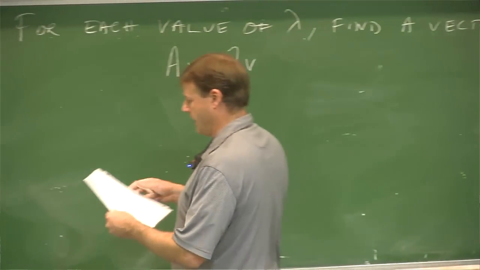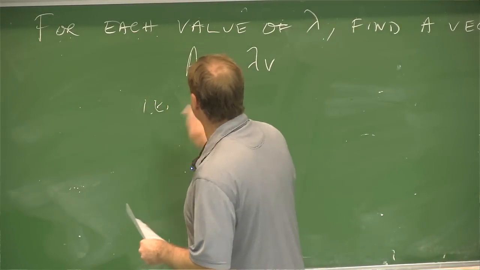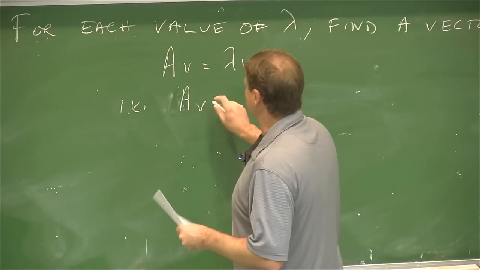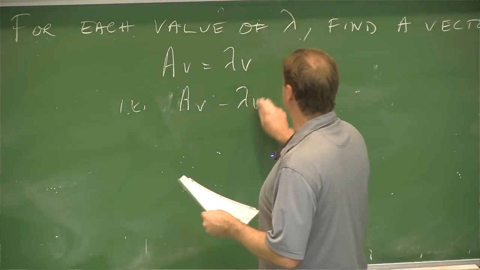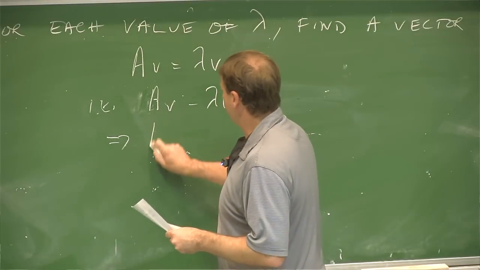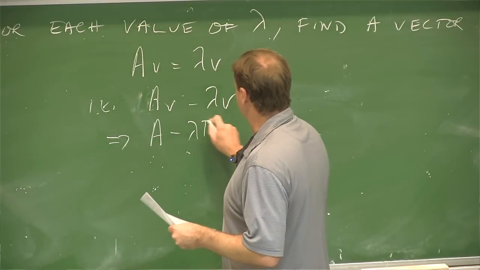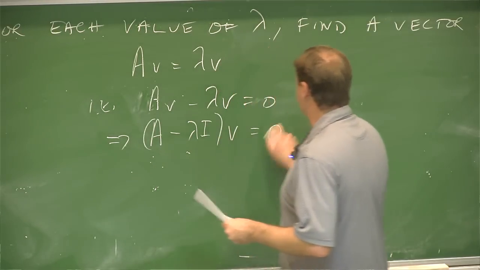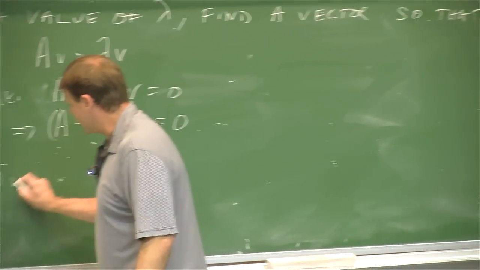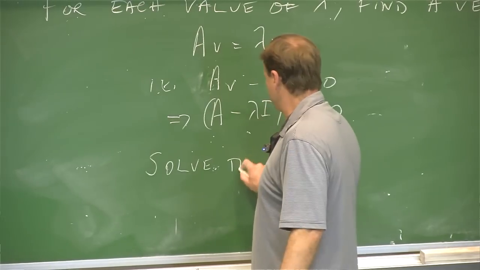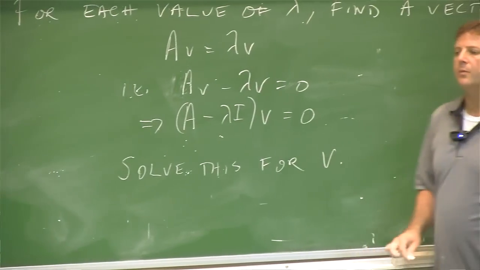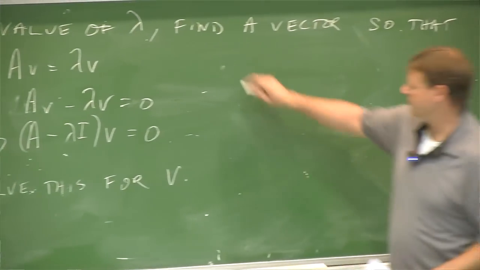Okay, so let's just do a little bit of the algebra here. So that implies that AV minus lambda V equals 0, which means that (A minus lambda I) V equals 0. And we want to now solve this for V.